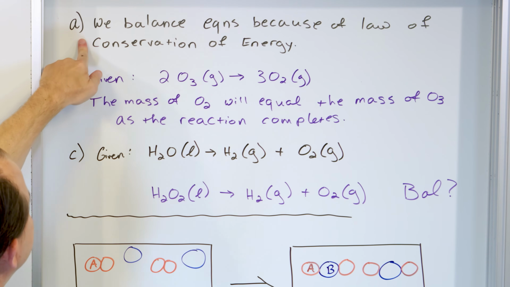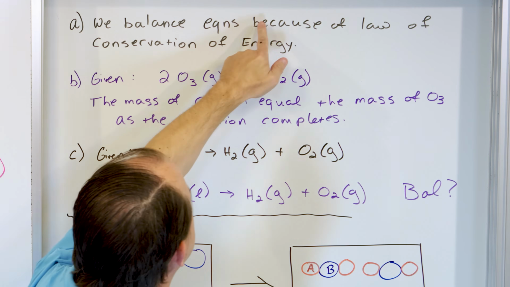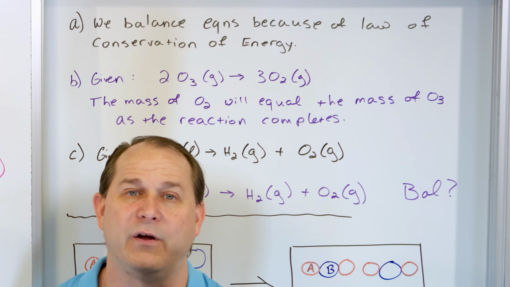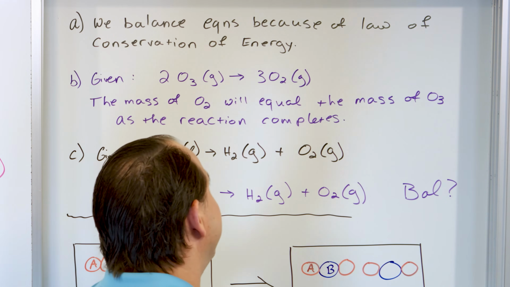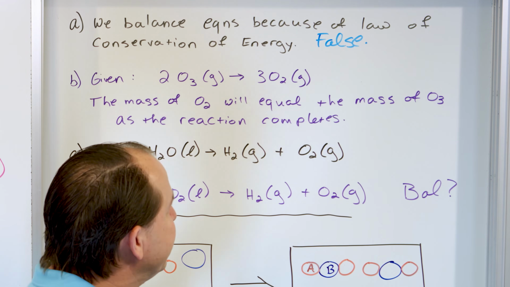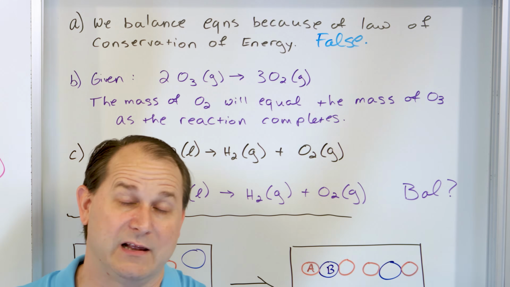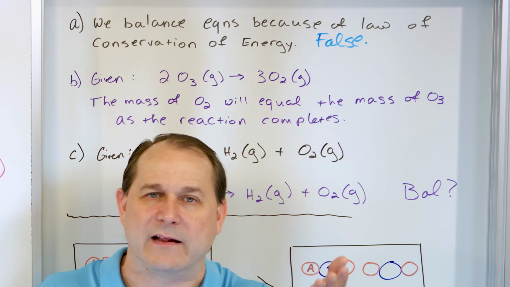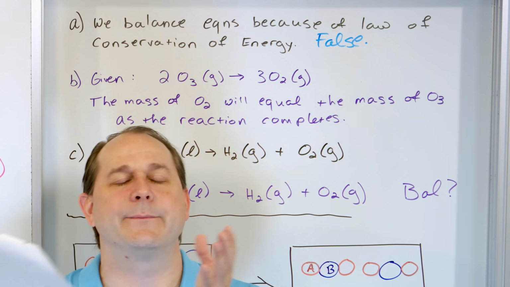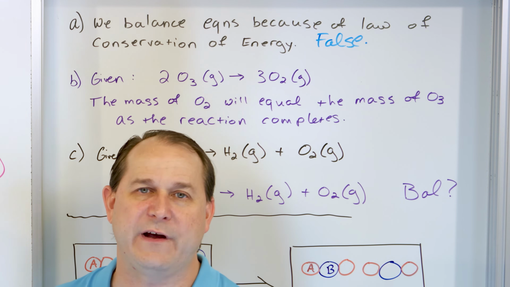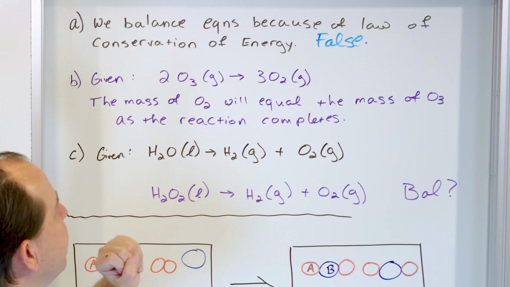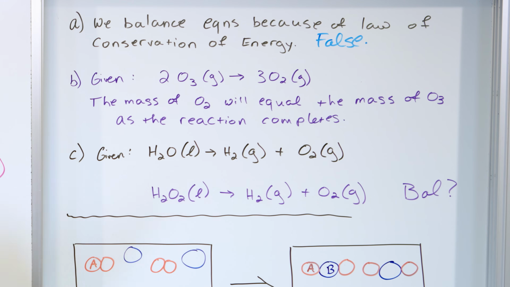True or false? We balance chemical equations because of the law of conservation of energy. Is that true or false? That is false. We learned about the law of conservation of energy, we talked a little bit about it before, and we'll talk a lot more about it later. That has to do with balancing energy. The reason we balance chemical reactions is to balance the number of atoms on the left and the right. That's the law of conservation of mass, not energy. So this is false. It's because of the law of conservation of mass that we balance equations.